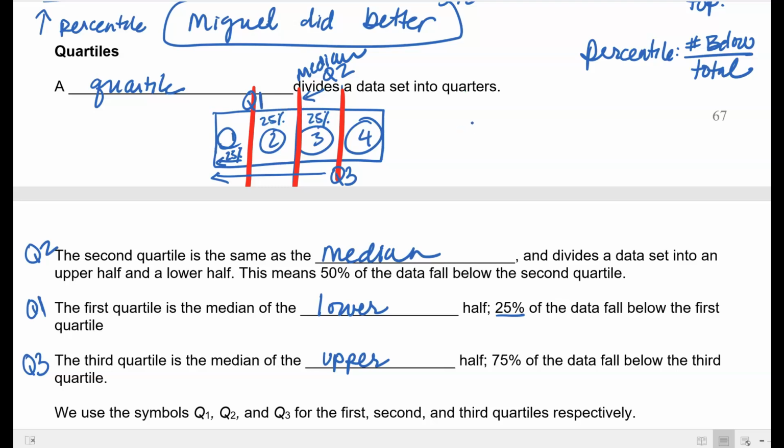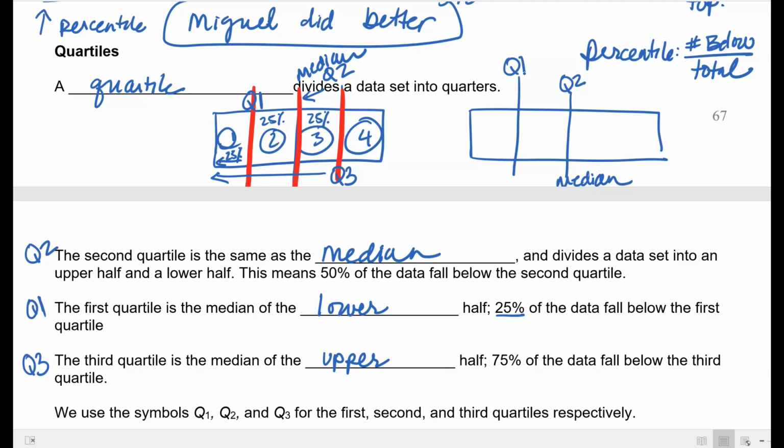Okay, let me draw this picture again so it's a little bit clearer. So again, you divide it in half. This is your Q2, which is also the median. The median is when you divide a data set in half, when it's in order. Then you divide the lower half in half. That's going to be your Q1. You divide the upper half in half, and that's going to be your Q3 or your upper quartile. Every single one of these sections is 25% of the data. So that's why Q3 has 75% below it. Q2 has 50 below it, 25 and 25 is 50, and Q1 has 25 below it.